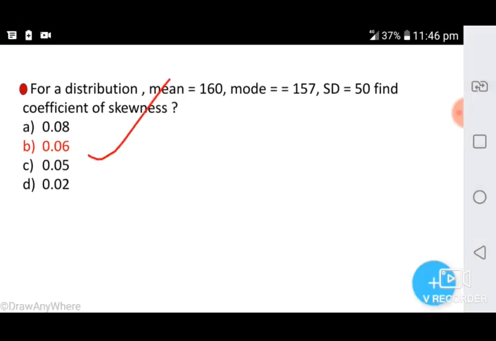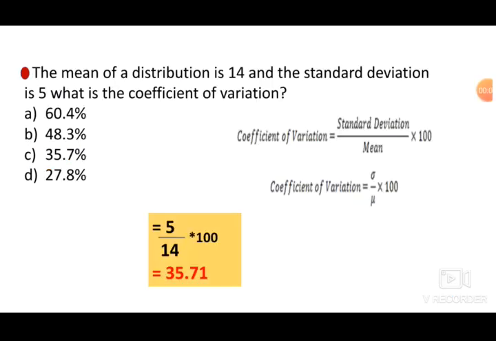Next one. The mean of a distribution is 14 and the standard deviation is 5. What is the coefficient of variation? Option A 60.4%, option B 48.3%, option C 35.7%, then option D 27.8%.